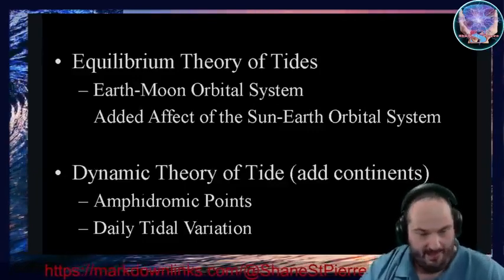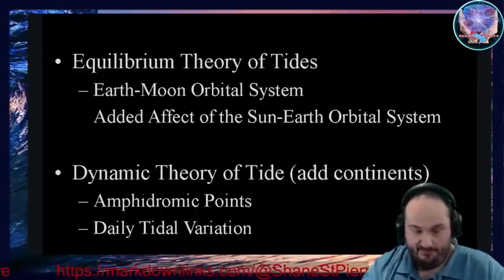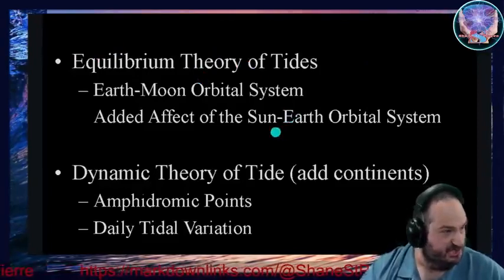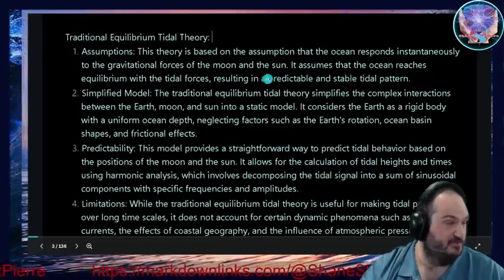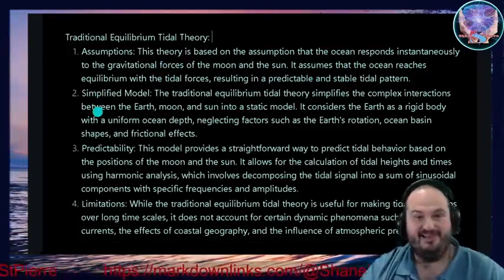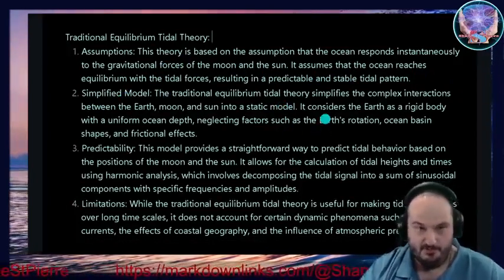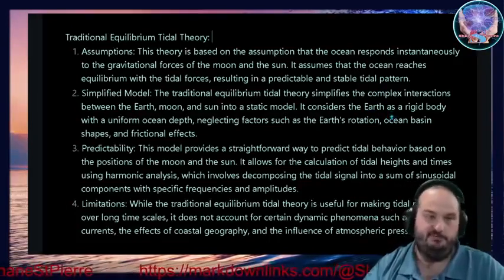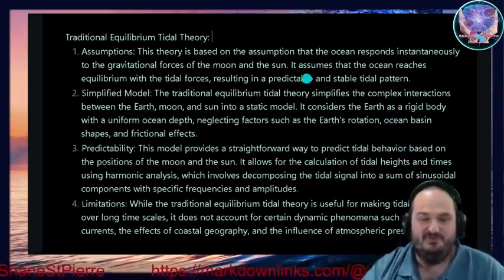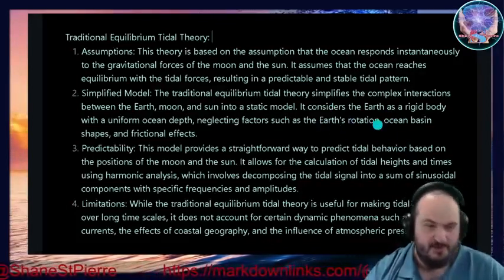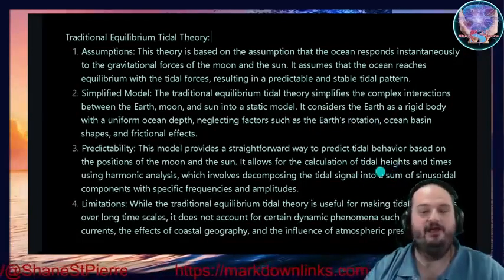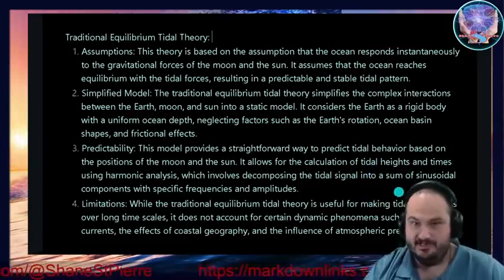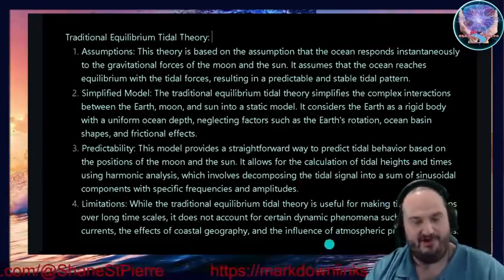And I know we were dealing with mass and gravity and things we don't believe in, and the math for gravity doesn't matter because we were dealing with, again, the equilibrium theory of tides, which one of the assumptions was, in case we forgot, that all oceans respond instantaneously to gravitational forces of the moon and the sun. The ocean reaches equilibrium with tidal forces all the time, resulting in a predictable and stable tidal pattern. It also assumes complex interactions and considers the Earth a rigid body with uniform depth and neglects everything like rotation, ocean motion, and friction effects. Again, it assumes an awful lot. It's essentially nonsense. We're just going to refute it within their model, all right?